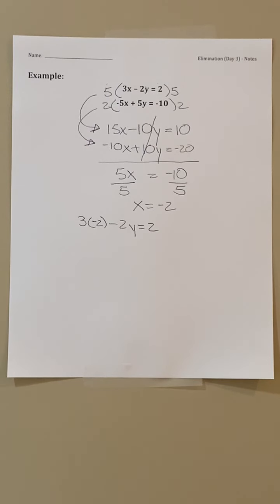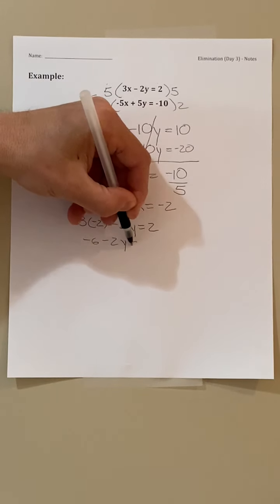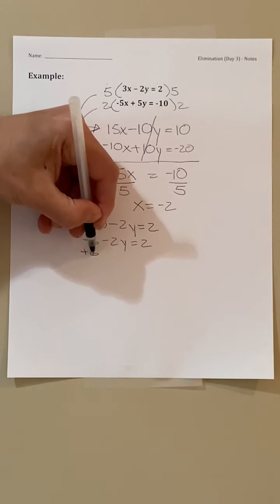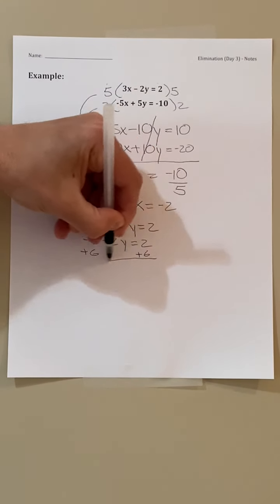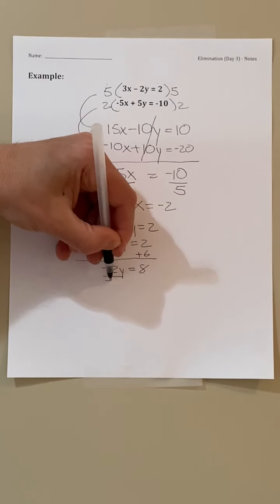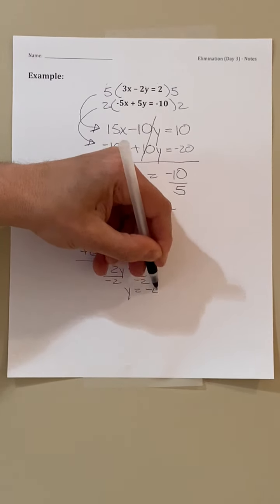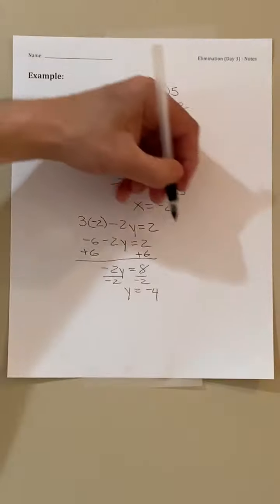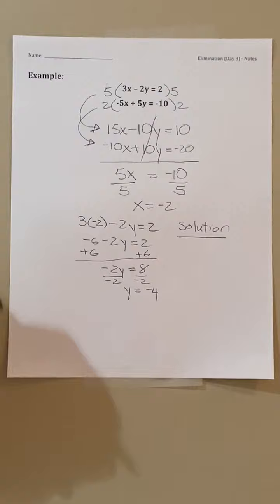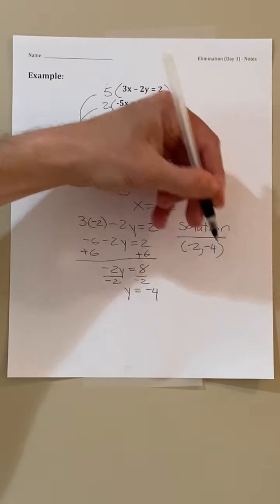So now let's go ahead and solve this equation. 3 times negative 2 gives me negative 6 minus 2y equals 2. Solve this equation. I add 6 to both sides. Negative 2y equals 8. Divide both sides by negative 2. And we get y is equal to negative 4. So my solution to this system, I write as a coordinate pair, negative 2, negative 4.